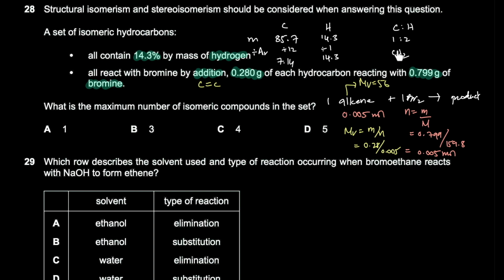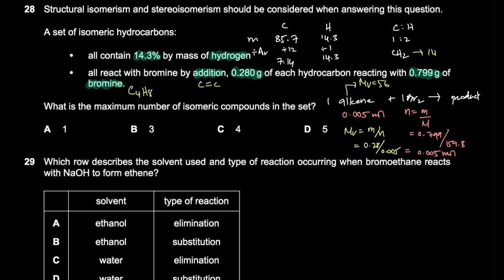CH2 has a mass of 14. The actual alkene has an MR that's 4 times the empirical mass. The empirical mass is 14 and the MR is 4 times that. So the actual alkene would have a molecular formula C4H8. So now the question is how many alkenes have the molecular formula C4H8?